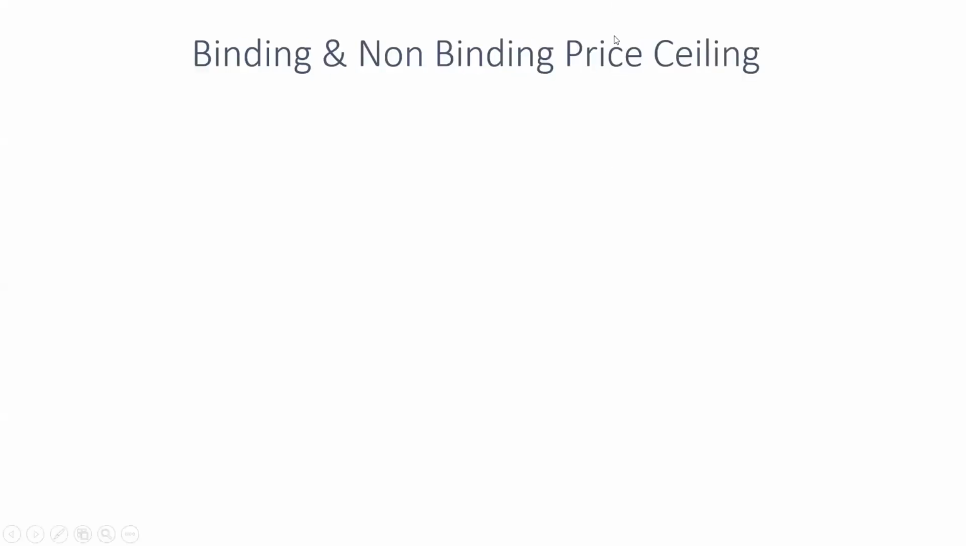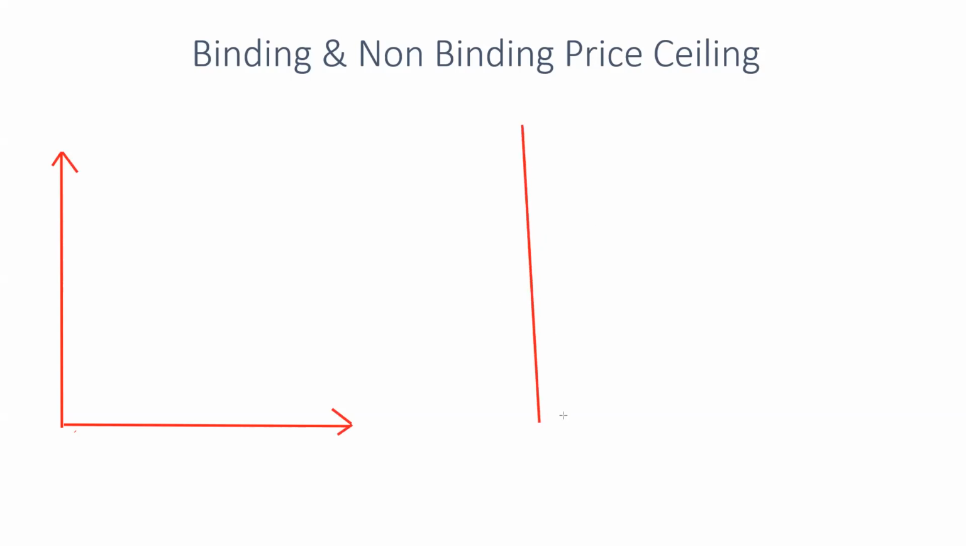Let's start looking at a binding price ceiling and a non-binding price ceiling, for which we'll need to draw again. So let's have a quick look at the two situations and how the markets are affected as a result. I will be demonstrating a binding and a non-binding price ceiling. Let's understand what a ceiling is in the meantime while I'm drawing the basic structure.